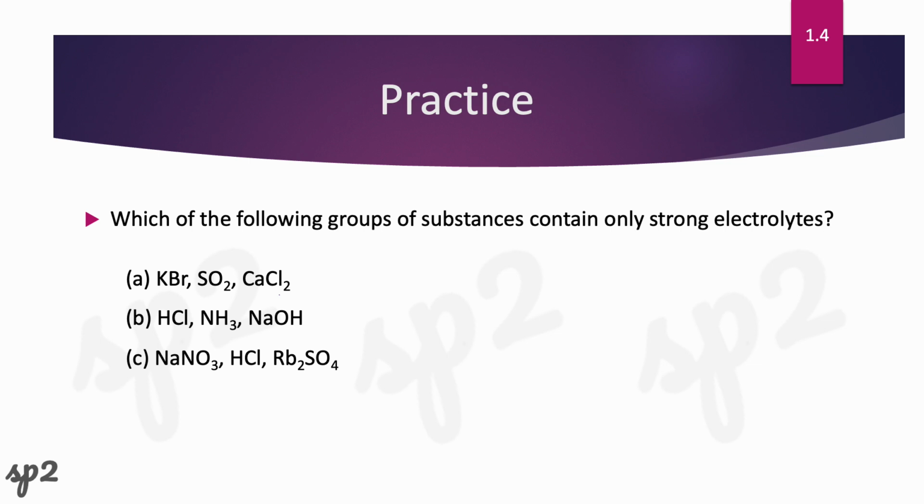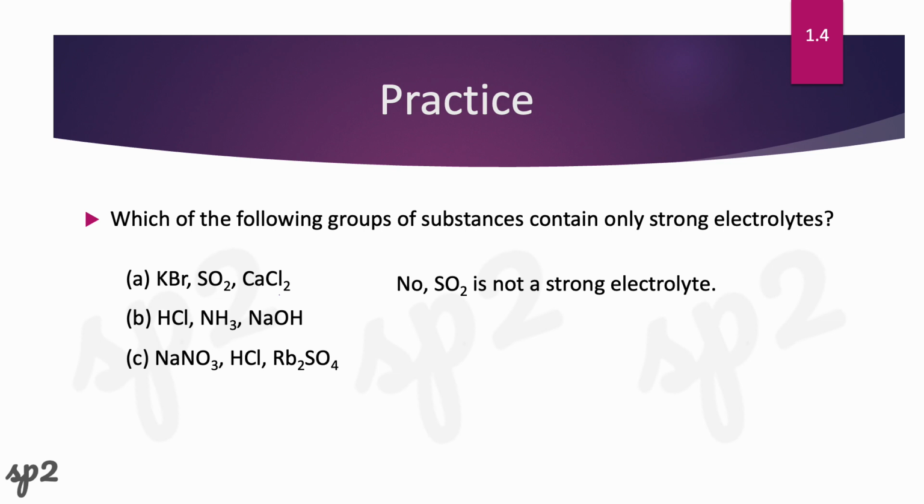Now, let's take a look at this practice. The question here is, which of the following groups of substances contain only strong electrolytes? So looking at option A, I have potassium bromide, which is an ionic compound, so this one is a strong electrolyte. But then I have SO2, which is not an ionic compound, so this is not going to be a strong electrolyte. So you can cross out choice A. And by the way, calcium chloride is a strong electrolyte, but because we have SO2, I need to cross it out.